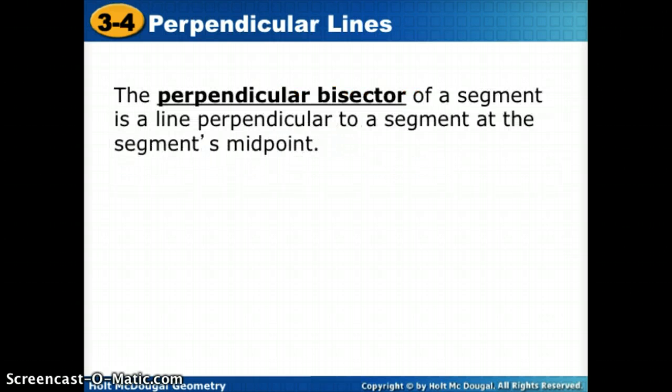We know perpendicular and we know bisector. To be perpendicular means they make 90-degree angles, and to be a bisector is something that cuts it in half. So a perpendicular bisector is a line perpendicular to a segment at the segment's midpoint. Okay. The other thing we need to know is the distance from a point to a line.